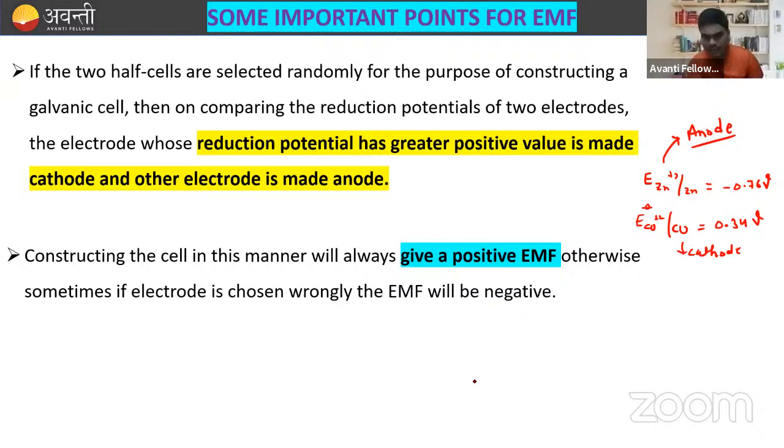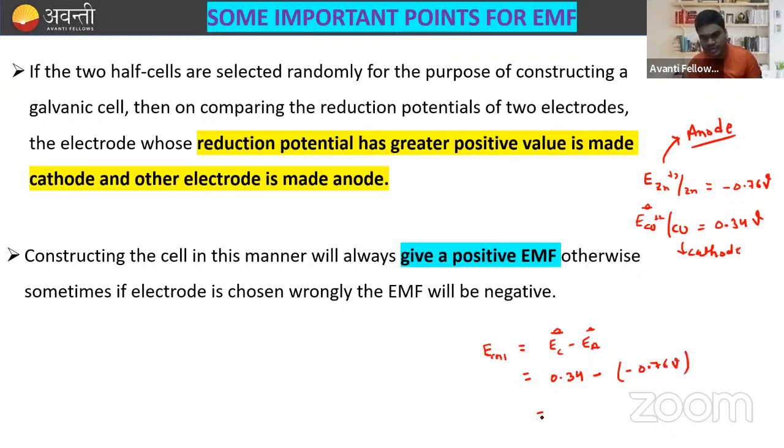Good. So now how will you calculate EMF? The EMF of the cell is equal to E naught of cathode minus E naught of anode. E naught of cathode is 0.34 volt, minus E naught of anode, which is minus 0.76 volt.